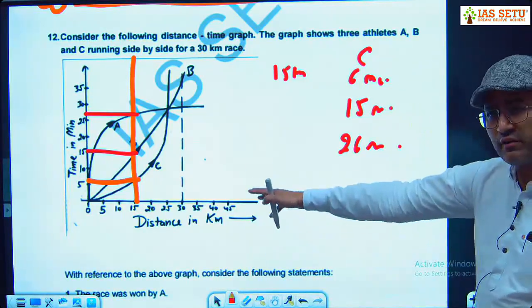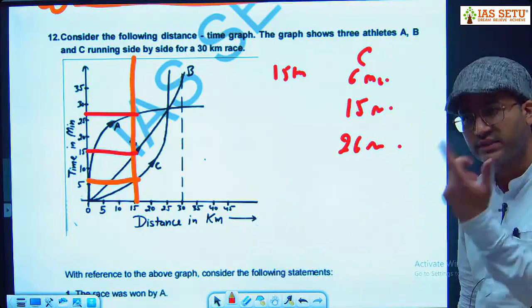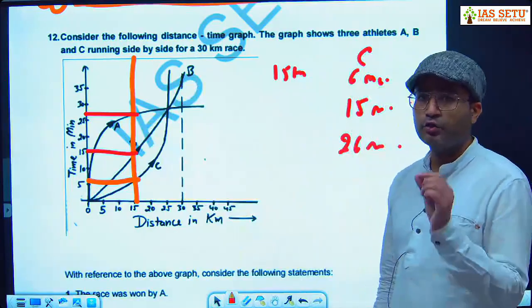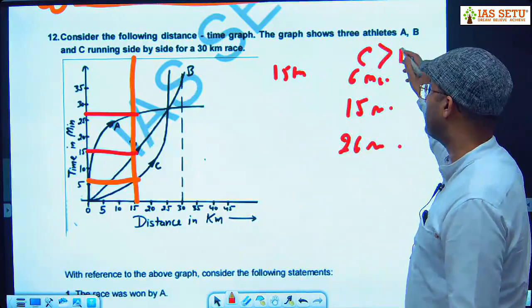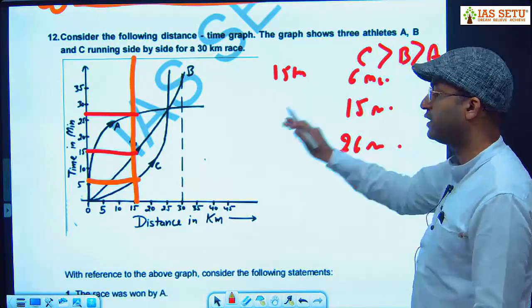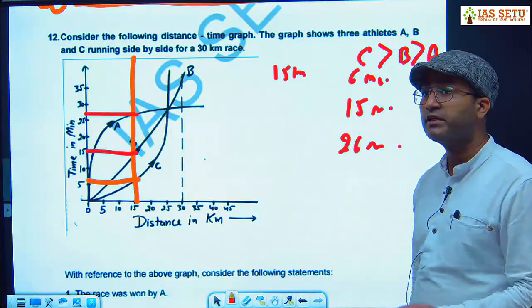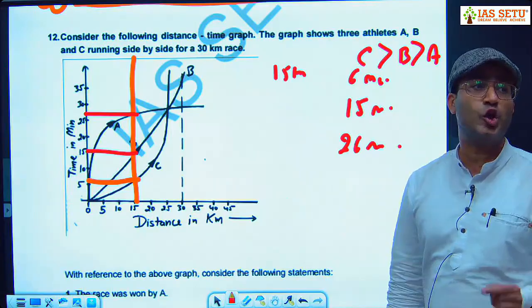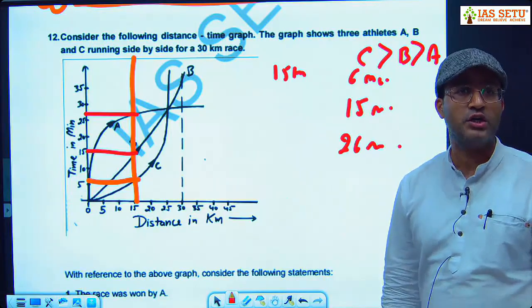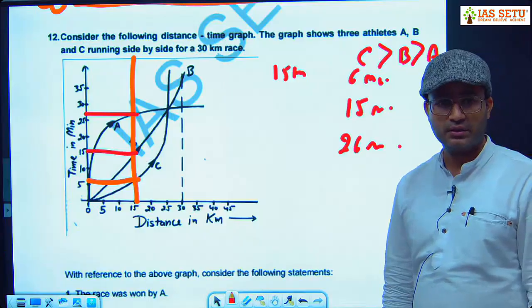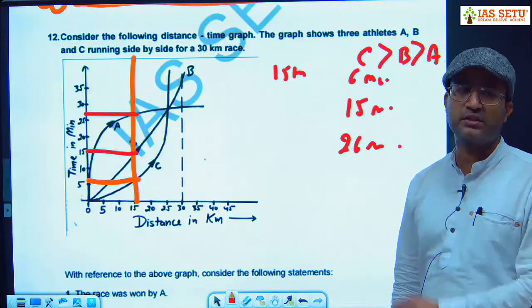According to this graph, according to the report, पहले C क्रॉस हुआ, then B, then A. So can we say C faster than B, B faster than A in the initial phase? But the statement given, C ran very slowly in the beginning, it is wrong. C was the fastest in the beginning. C was the fastest. Third statement is wrong.